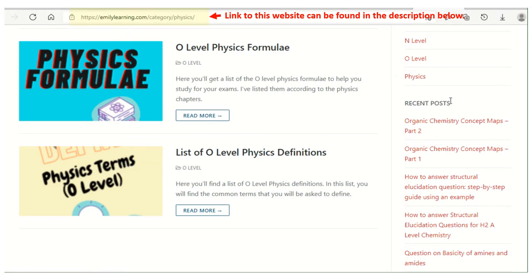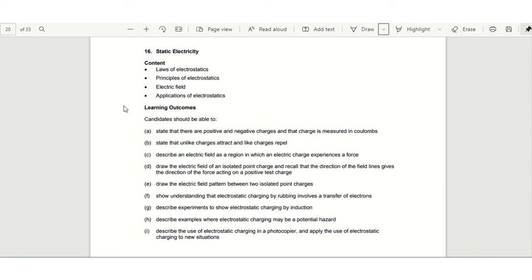Okay, so now back to our topic on static electricity. The best way to find out what is tested is by looking at the syllabus. So here we are at the syllabus for static electricity. Let's go through line by line what is tested.